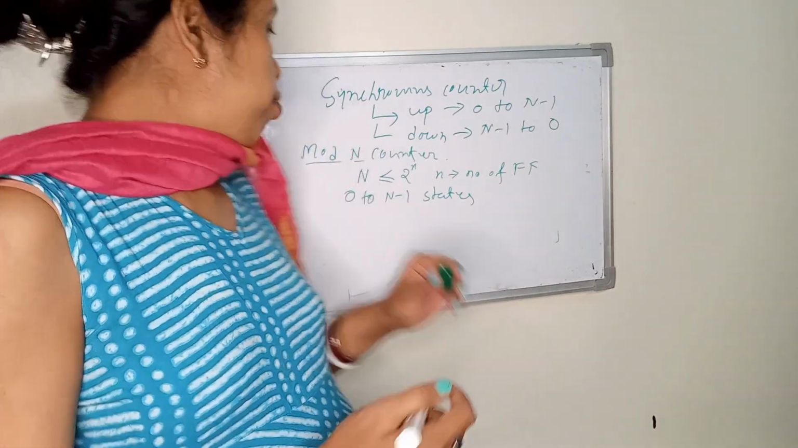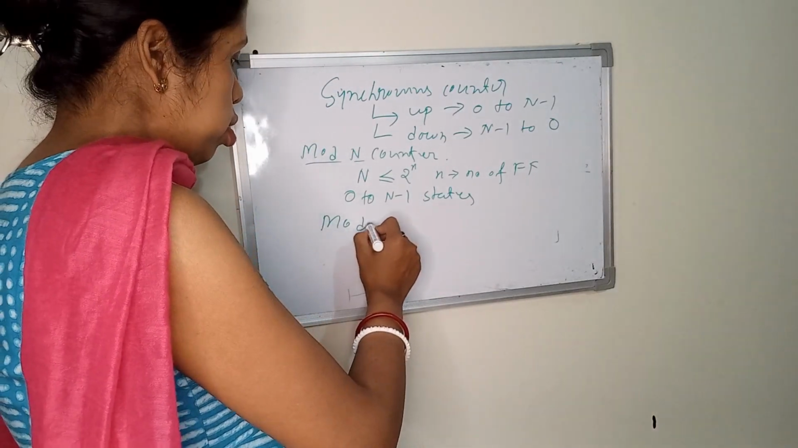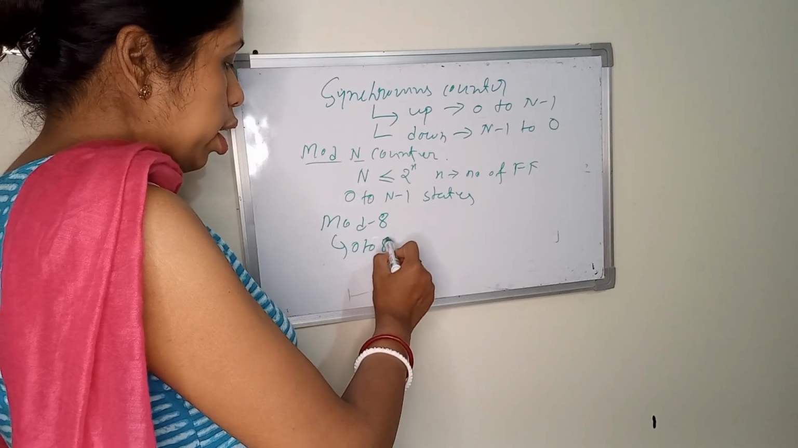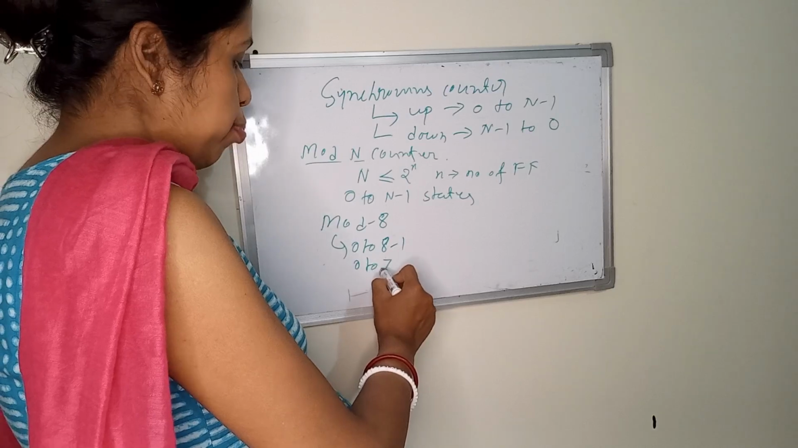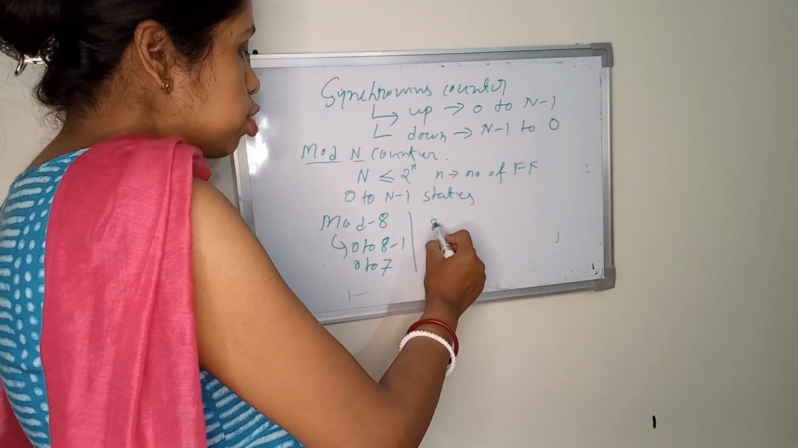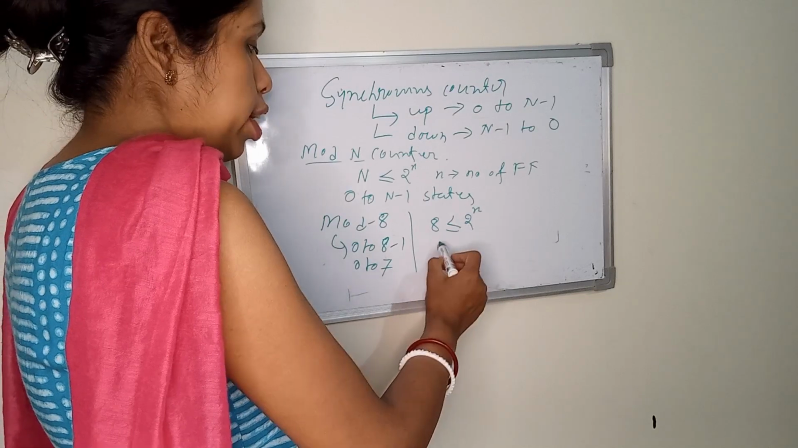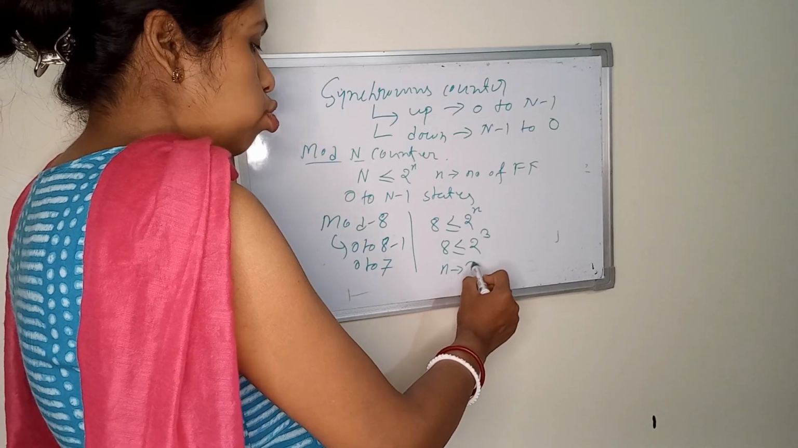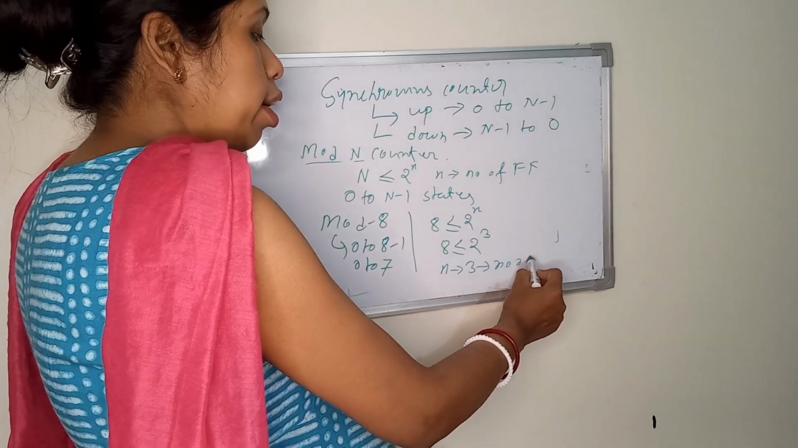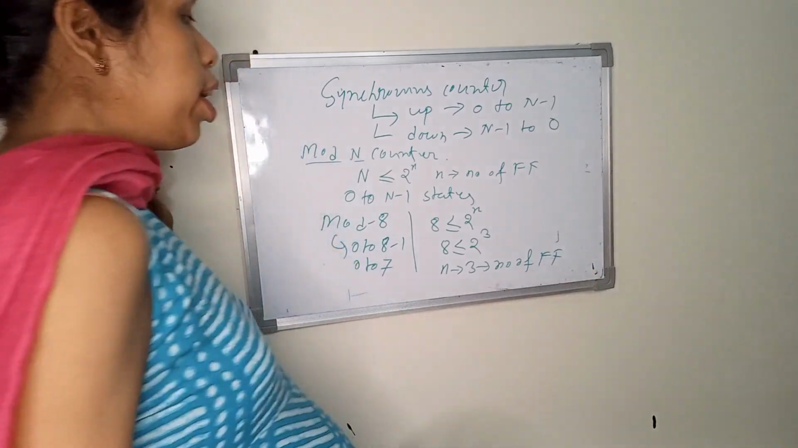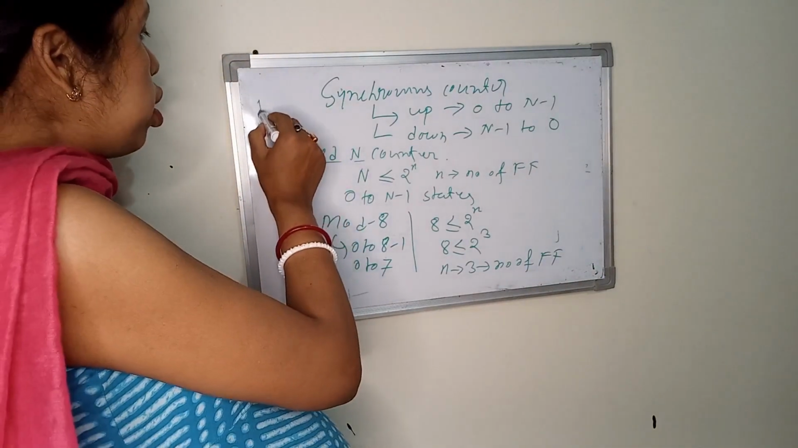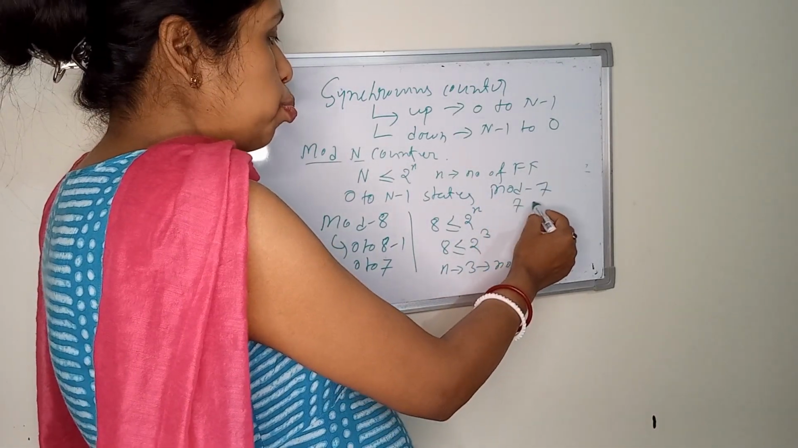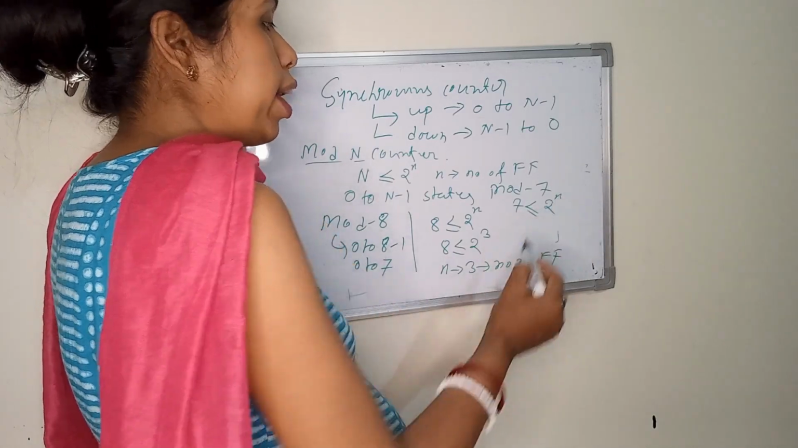Suppose you want to design a mod 8 counter. That means it counts the numbers from 0 to 8 minus 1, that means 0 to 7. Right? So 8 should be less than or equal to 2 to the power small n. That means 8 should be less than or equal to 2 to the power 3, so n is equal to 3. A total of 3 flip flops are required. So in this way you can calculate. Suppose mod 7. So 7 should be less than or equal to 2 to the power small n.